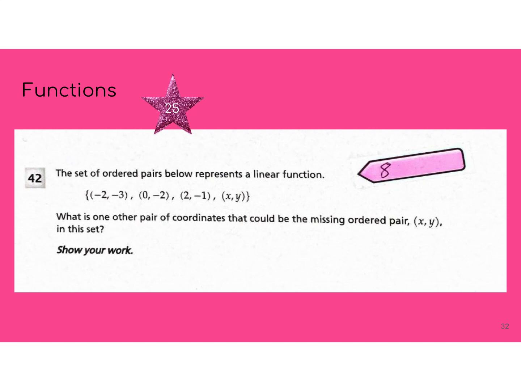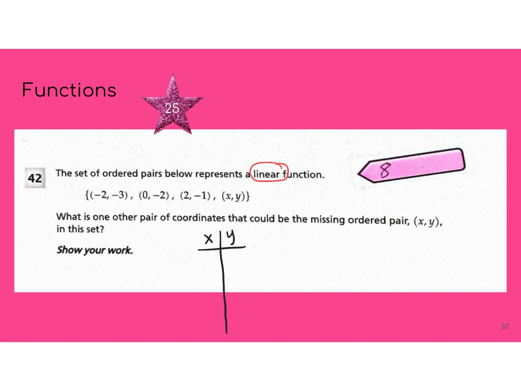For this functions problem, they give us a list of ordered pairs and they say what could be missing. So the key that you need to notice is that word linear. We're not just talking about each input having one output. We need to find what the rate of change is. So I like to do this in a table. For me, it's just easier.